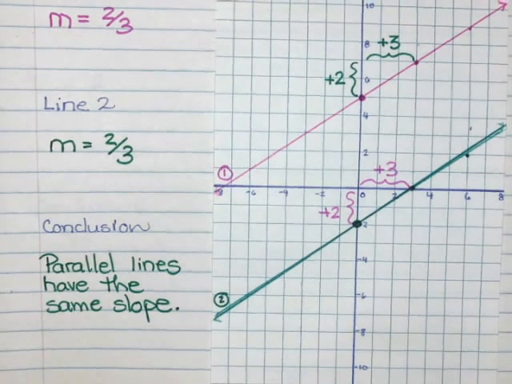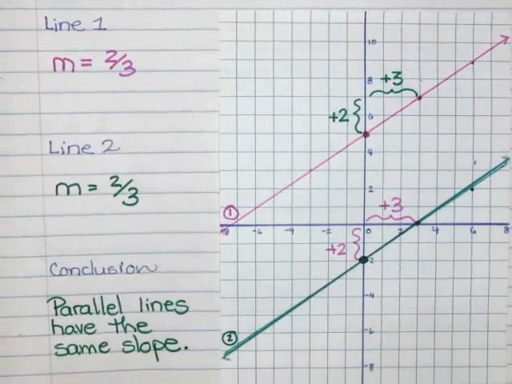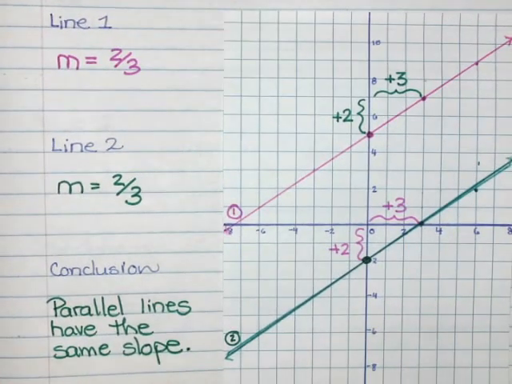Anytime you have two lines that are parallel, they will always have the same slope. That's what keeps them on the same direction so that they stay evenly spaced. If their slopes weren't the same, they would eventually angle towards each other and would cross at some point. You can join me in the next video to look at the investigation on perpendicular lines.